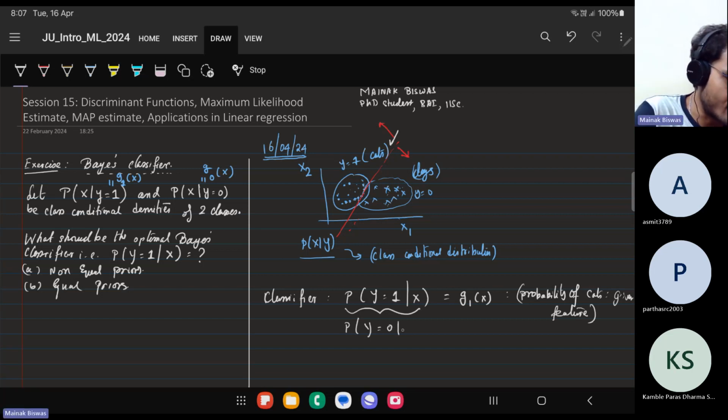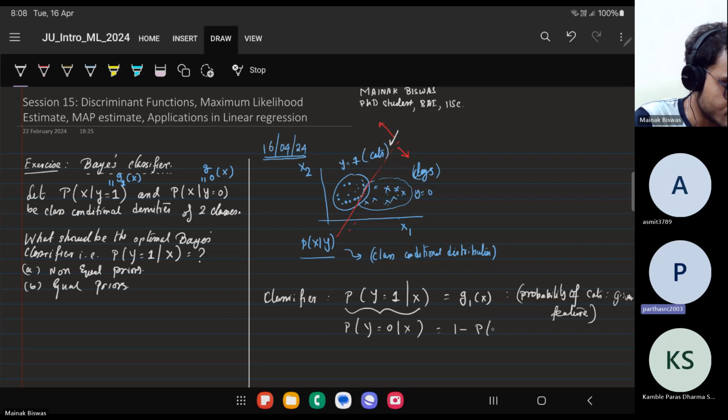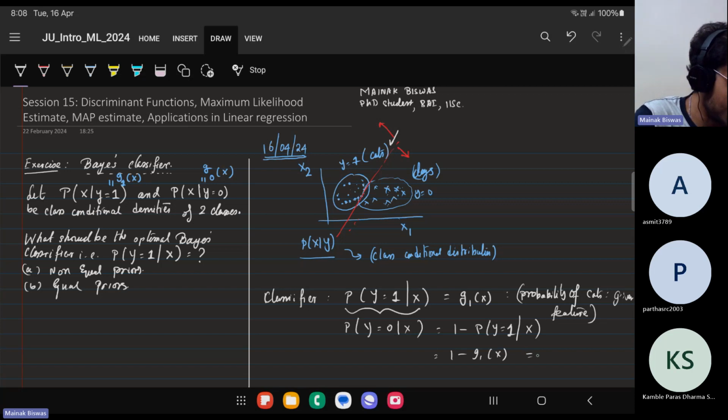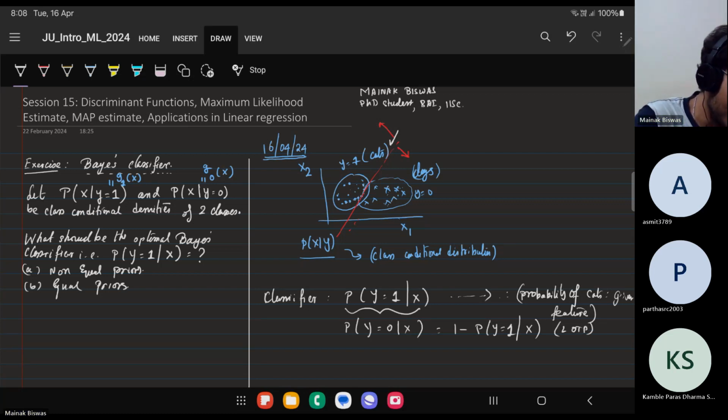Can you tell me what would be the probability of dog given the feature? Yes, it is 1 minus g1 of x, by the law of total probability. So g1 of x is the classifier, because we have defined the conditional distributions this way. Okay, clear? By the law of total probability, we do this.